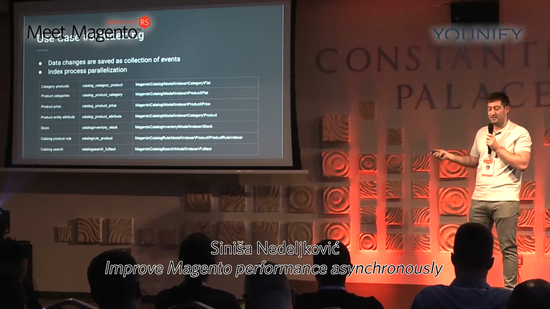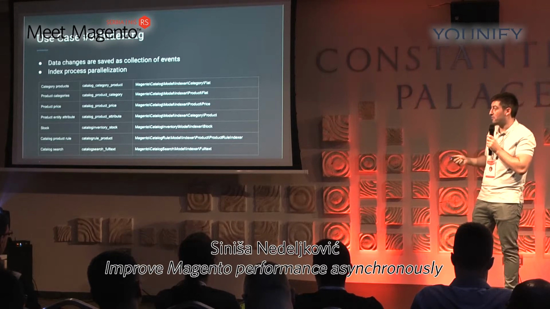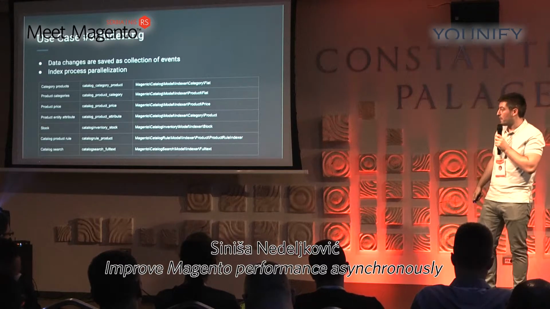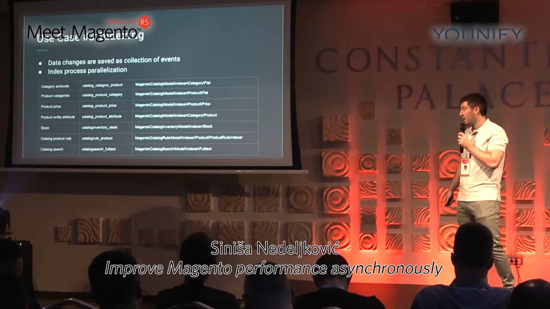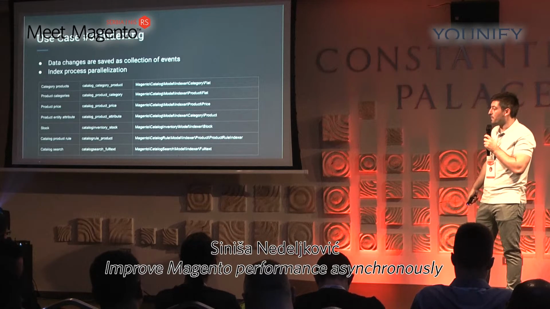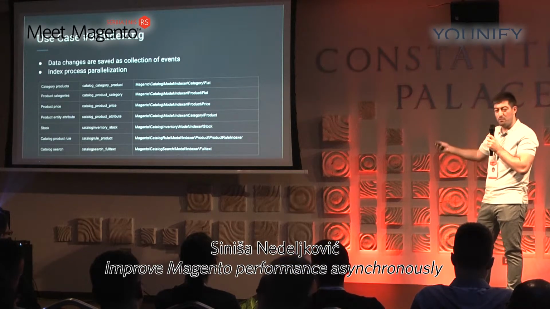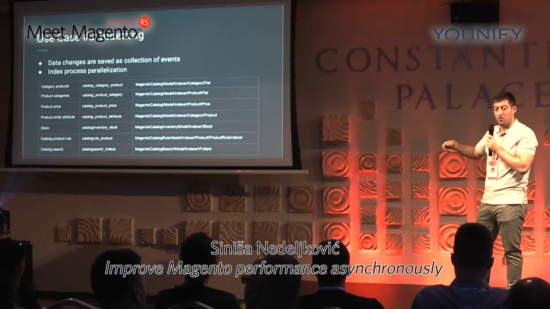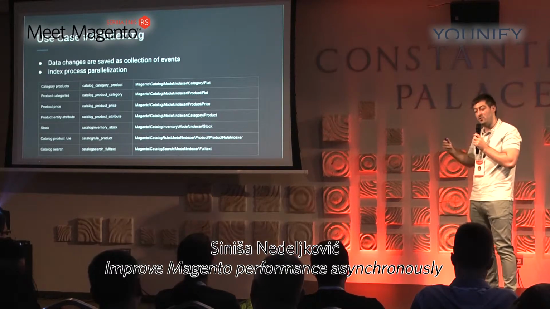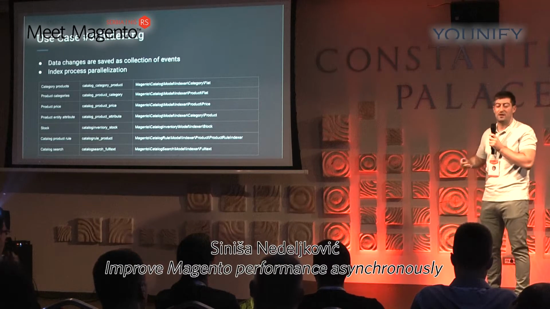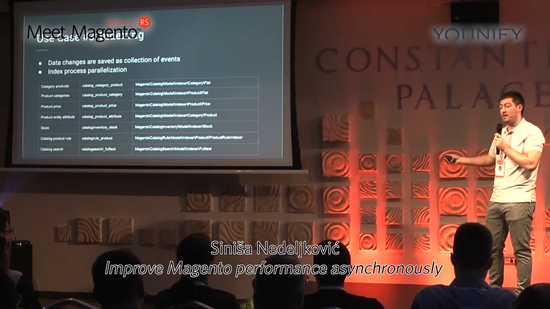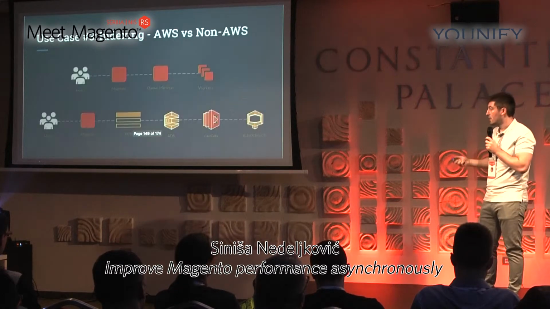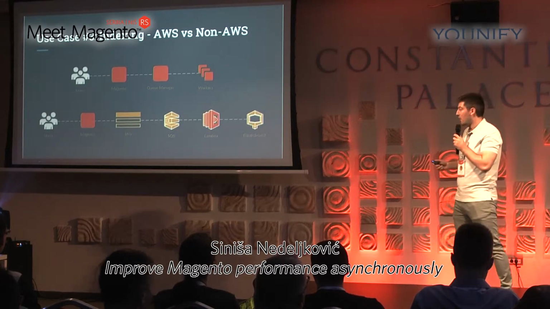For the current index process implementation, the problem is parallelization. So what we can do is push all those events, all data changes, into a message queue, and then we can run multiple workers, and we can speed it up a lot.